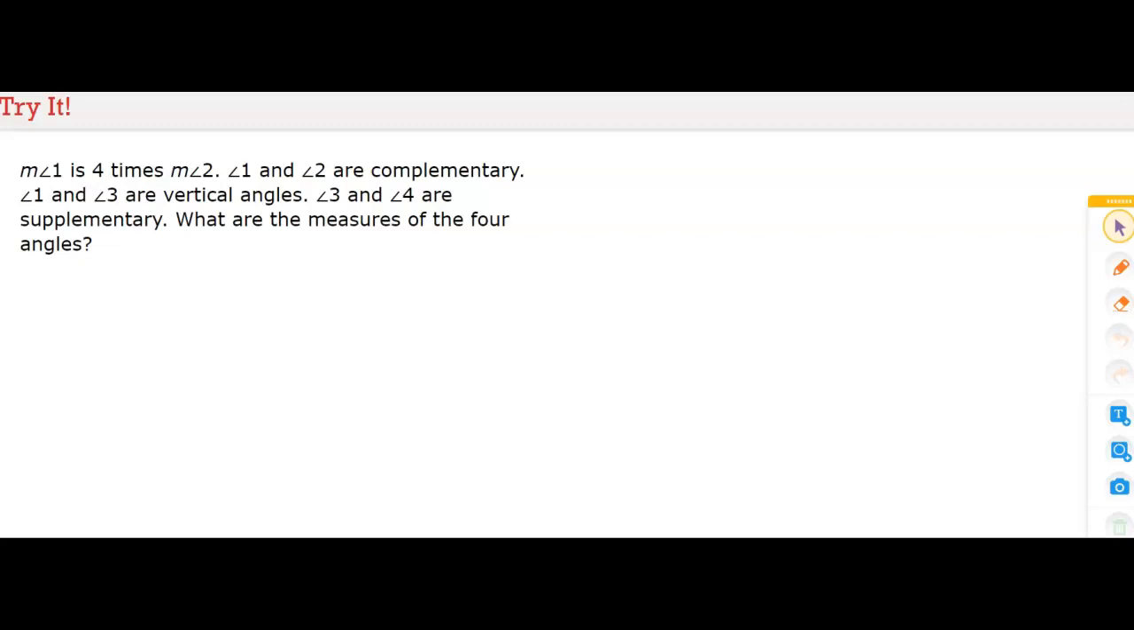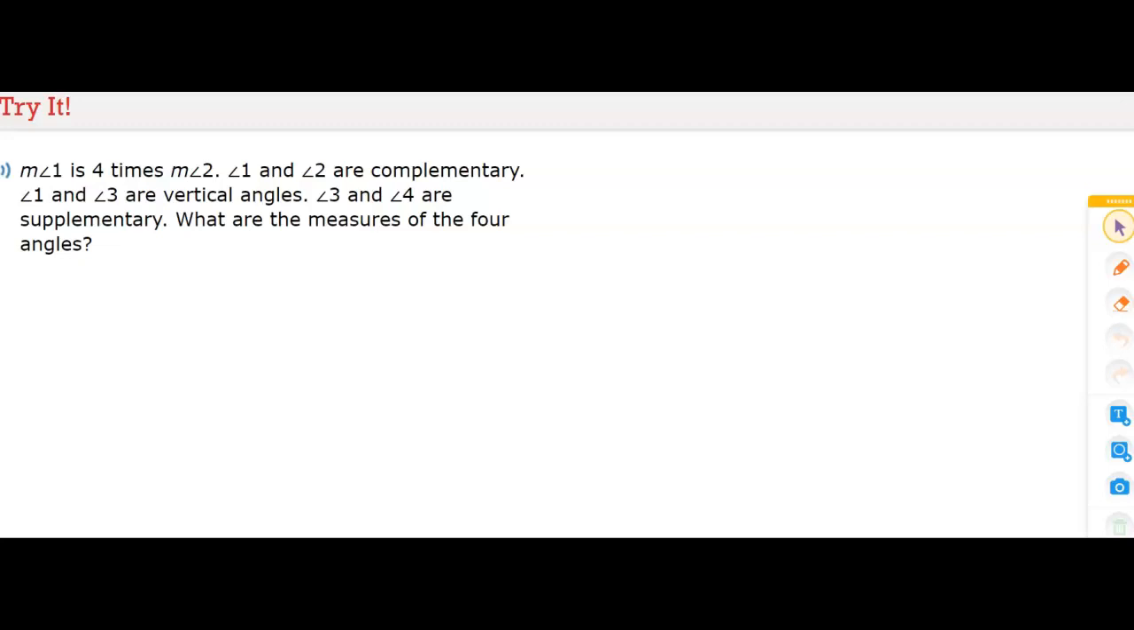The degree measure of angle 1 is 4 times the degree measure of angle 2. Angle 1 and angle 2 are complementary. Angle 1 and angle 3 are vertical angles. Angle 3 and angle 4 are supplementary. What are the measures of the 4 angles?